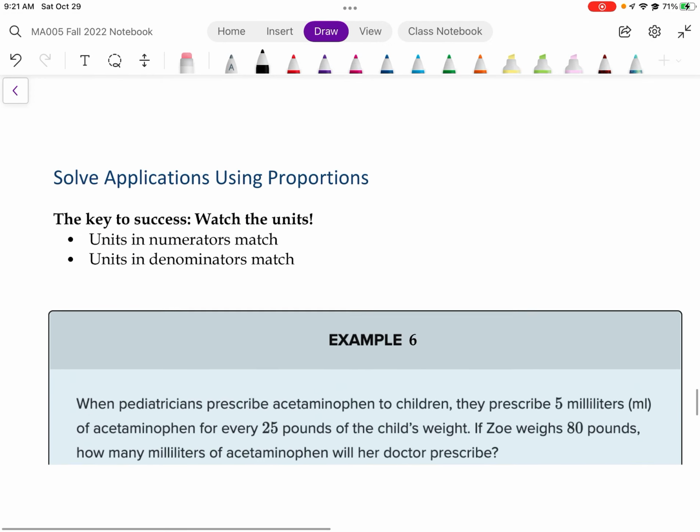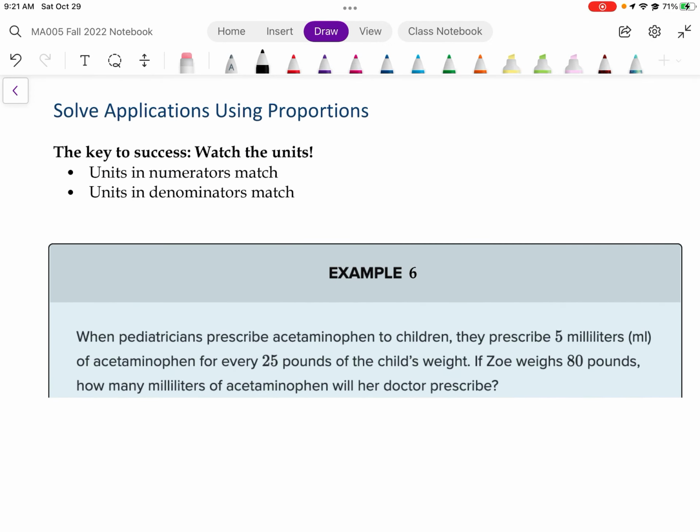All right, so now we're going to look at some application problems. So the key to success on these is to watch the units. The units in the denominator must match, and the units in the numerator must match. So what's on top must be the same unit.